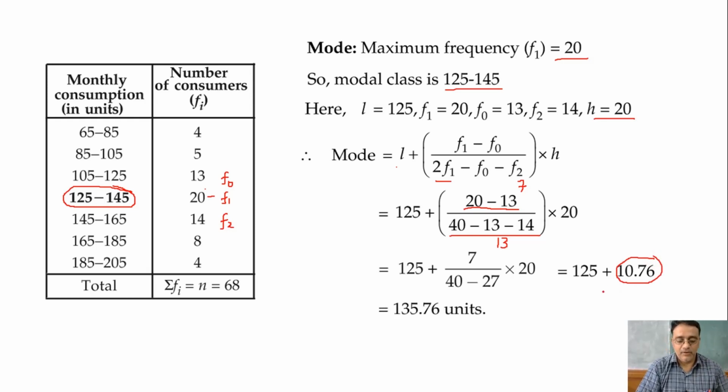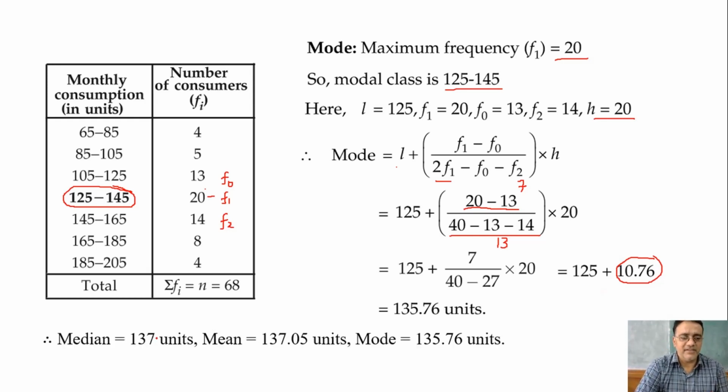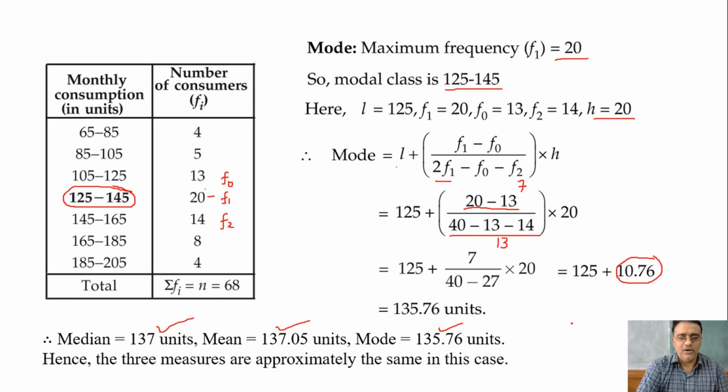135.76. Okay, so almost all the values we are getting are close by, not exactly the same. See, 137.05, 135.76. So, hence, the three measures are approximately the same in this case. Nearly, not exactly. Okay? Any doubt?